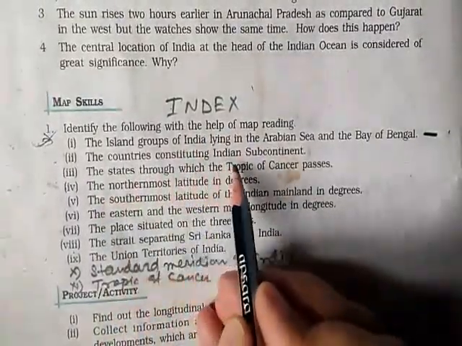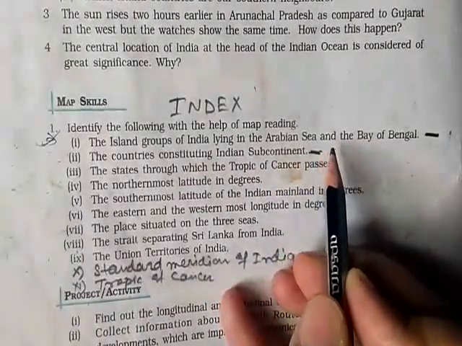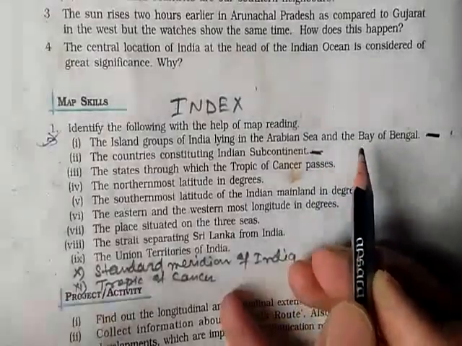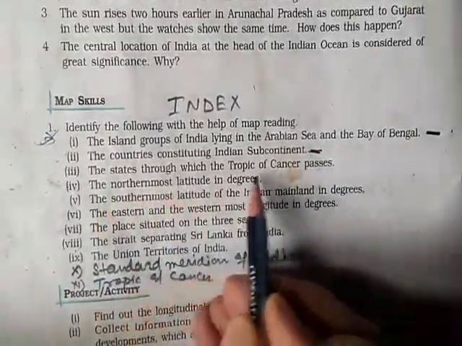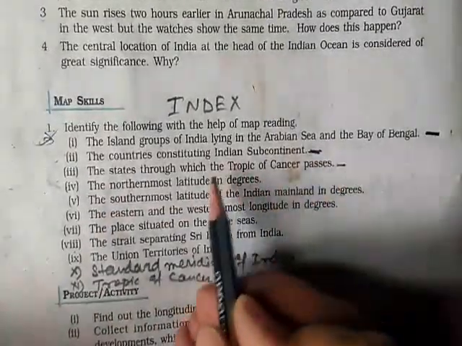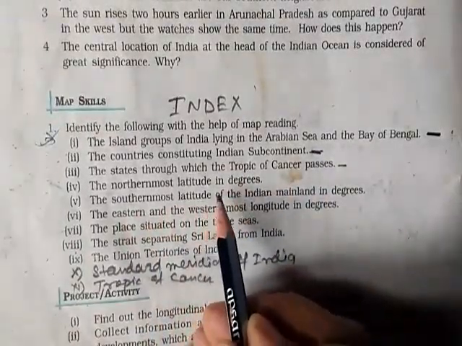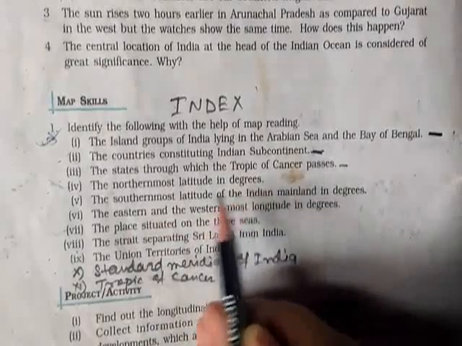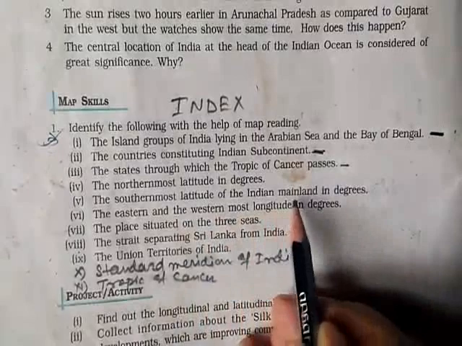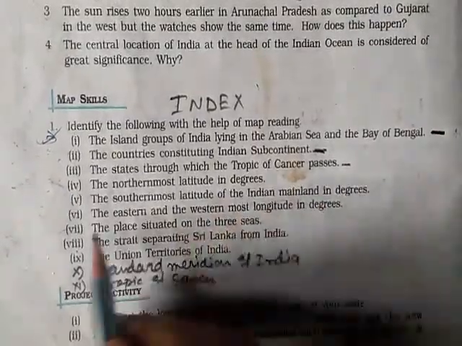Like here, the countries constituting Indian subcontinent, you will give a hyphen and write down India, Nepal, Bhutan, Bangladesh, Pakistan, Sri Lanka. Then the states through which Tropic of Cancer passes, you will write the names of all eight states. Then the next is the northernmost latitude in degrees. It is 37 degrees 6 minutes north. Then the southernmost latitude of Indian mainland in degrees, 8 degrees 4 minutes north.